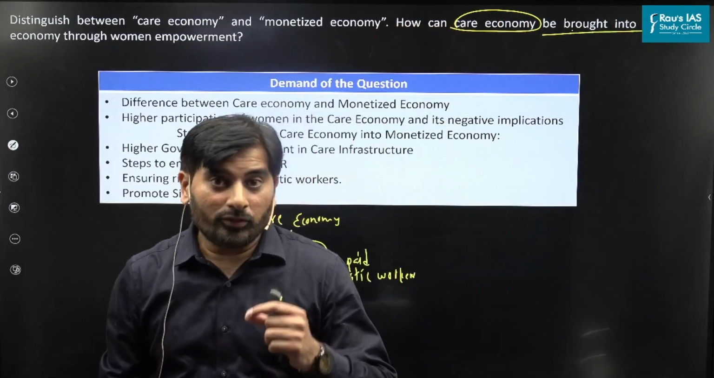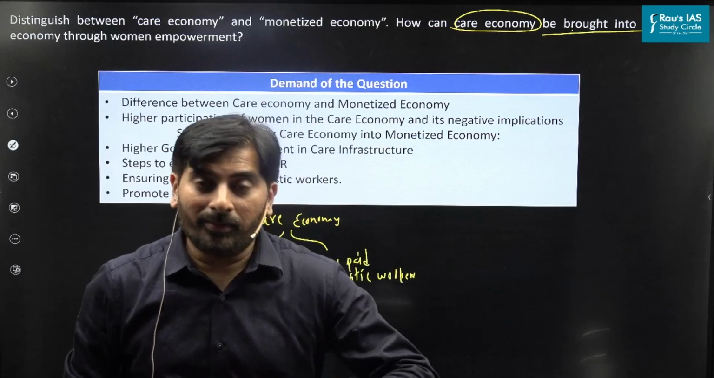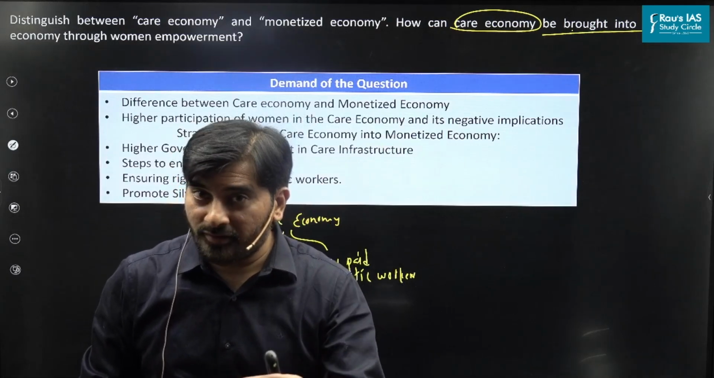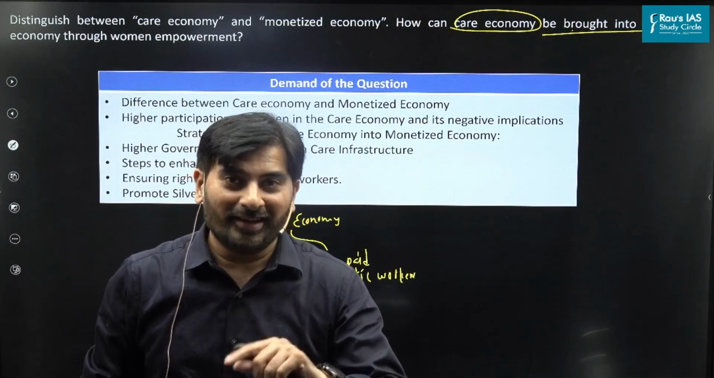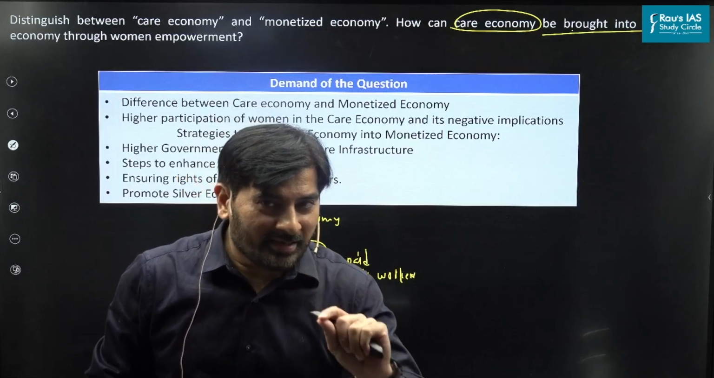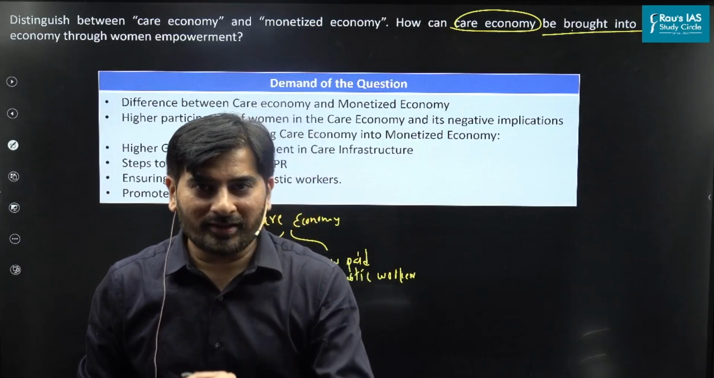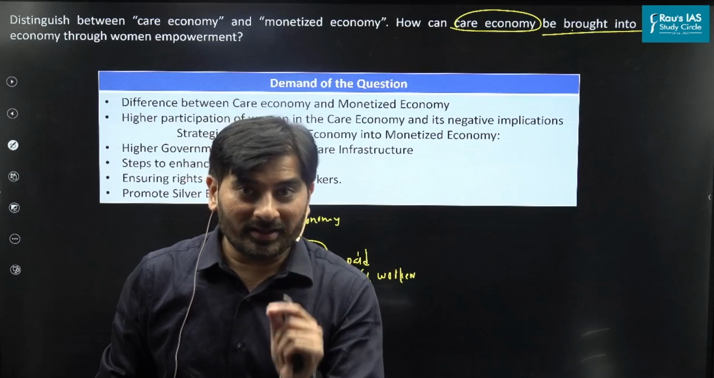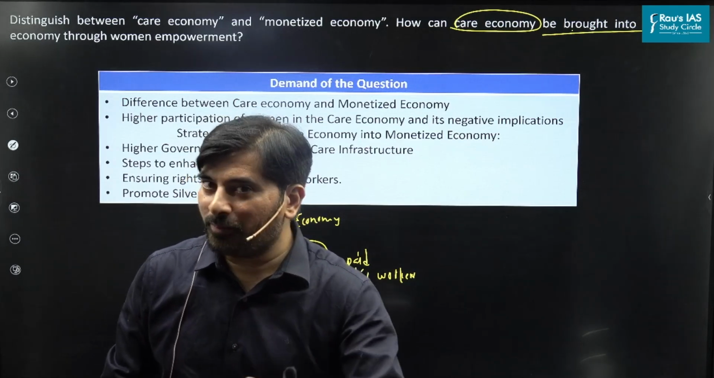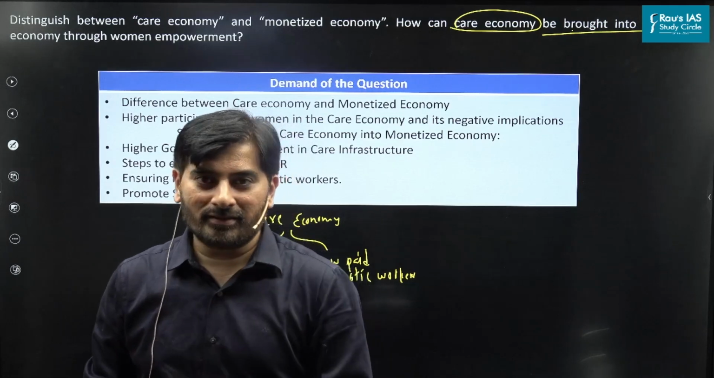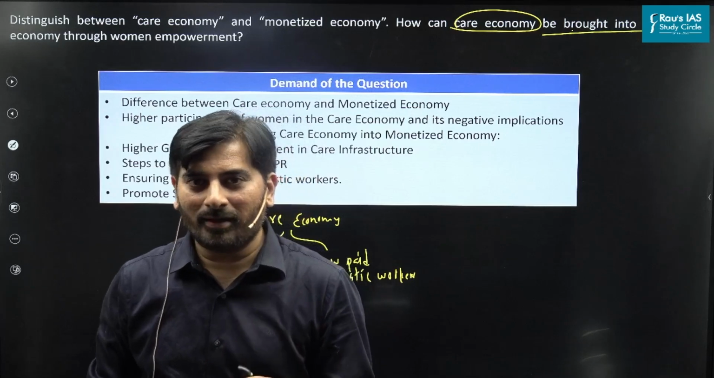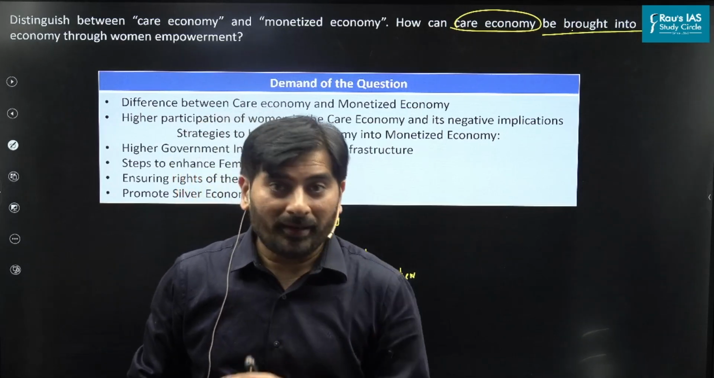When we say monetized economy, it means people are offering their services. When they offer their services, people are paid wages which are market determined. So, what is a major difference between care economy and monetized economy? It is with respect to wages. In care economy, you are not paid at all, or even if you are paid, you are paid less wages. In monetized economy, you are paid as per the market conditions based upon the market demand and supply.